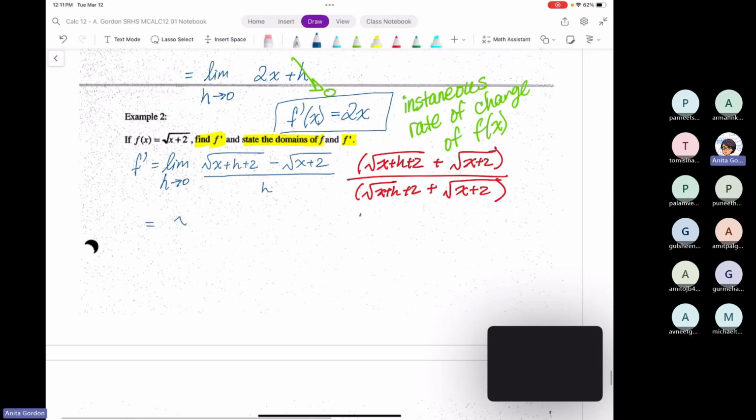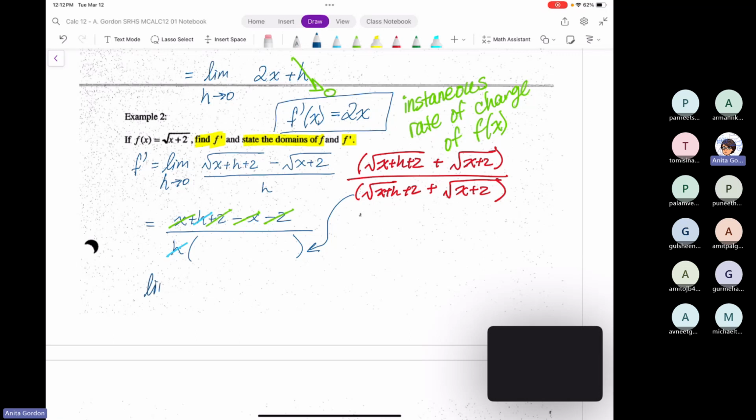So then on the top, I get x plus h plus 2 minus x minus 2. In the bottom, I get h times all the stuff in the brackets. I'm just not going to rewrite the bracket, but just know that this is the same bracket here. I'm not going to expand it or anything. In the top, positive x, negative x, positive 2, negative 2. I'm only left with an h in the top, which factors out of the h in the bottom.